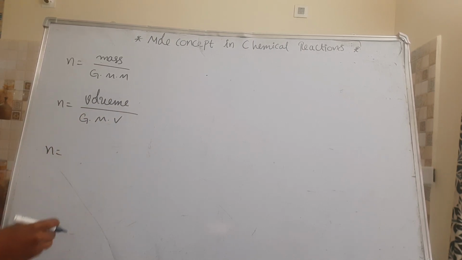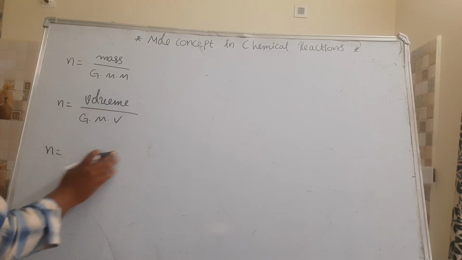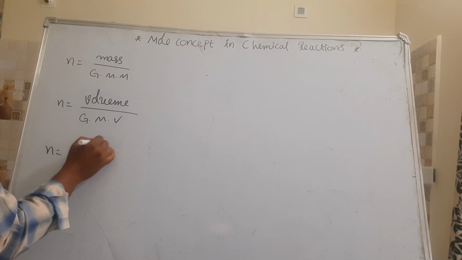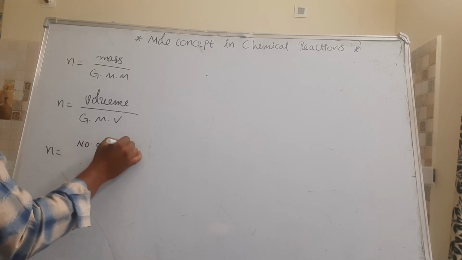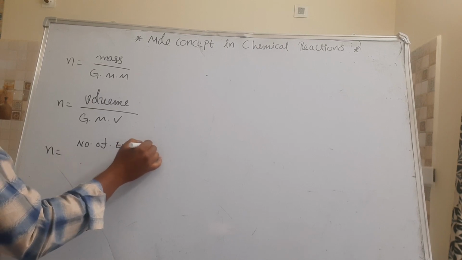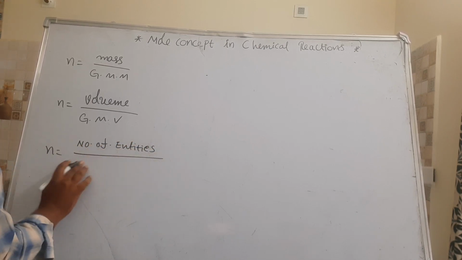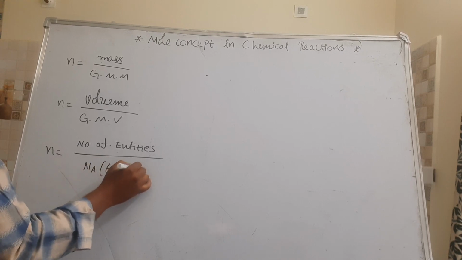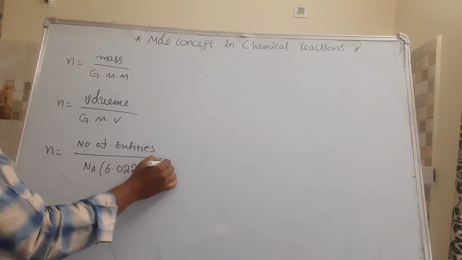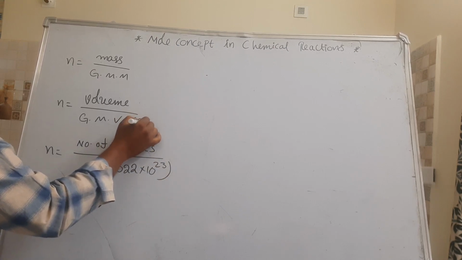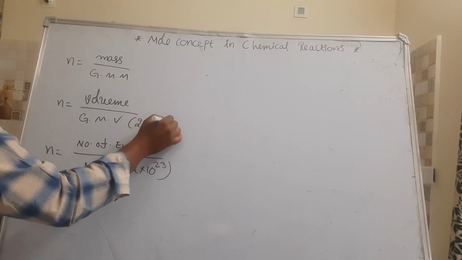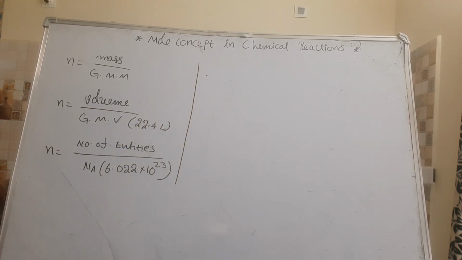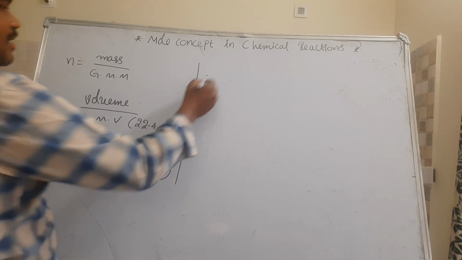Number of atoms, or number of particles, or number of ions, or number of molecules: generally what I am writing here, number of entities is given by the number of entities given upon the Avogadro number. Students, you know this number. Gram molar volume is nothing but 22.4 liters. By using these formulas we can easily find whatever the problem they may ask.